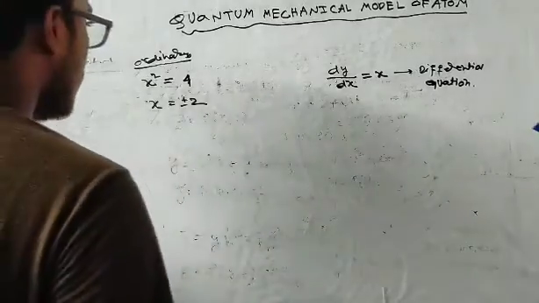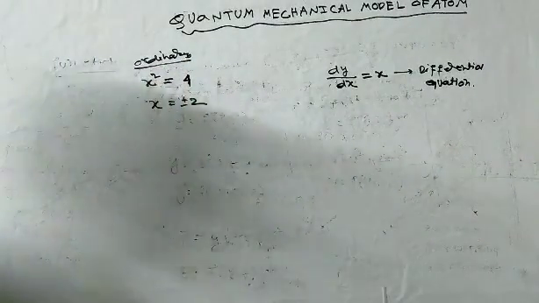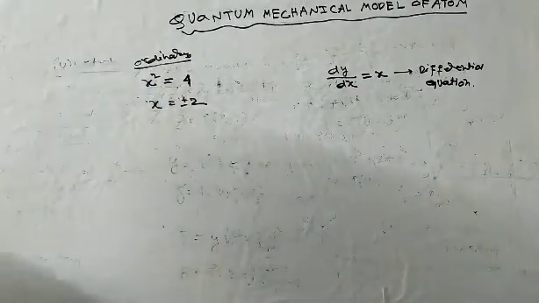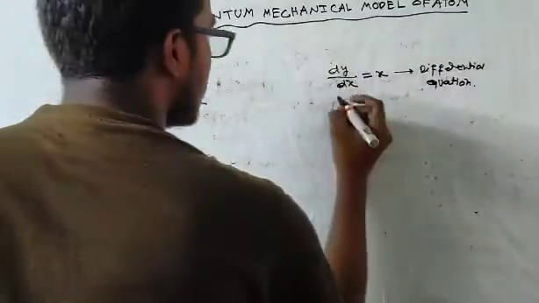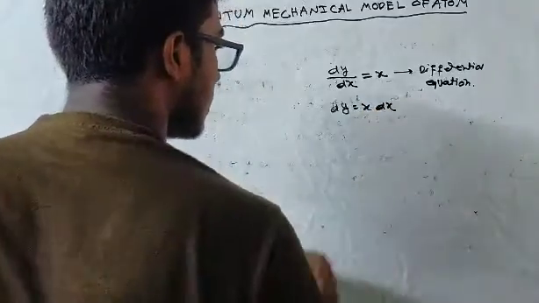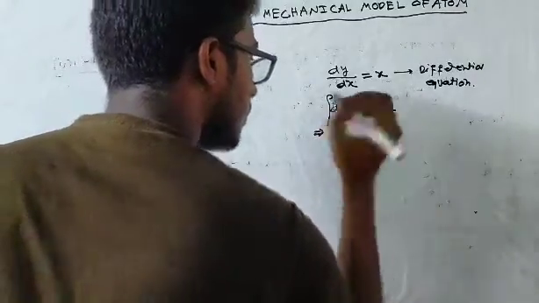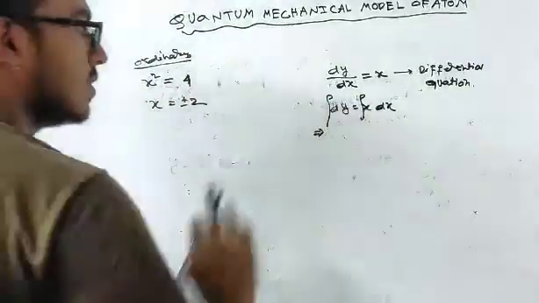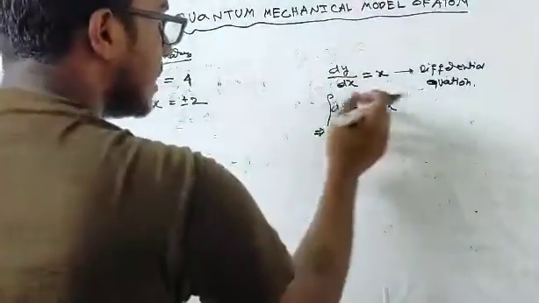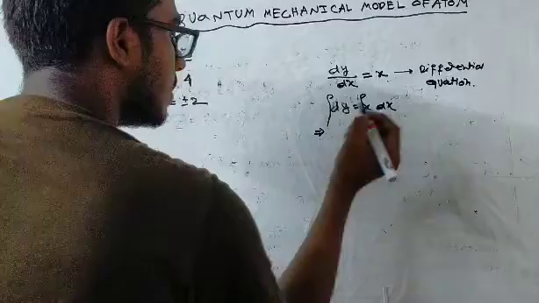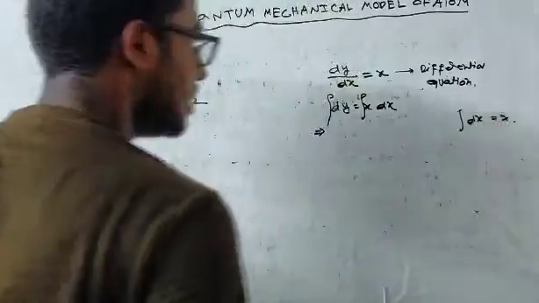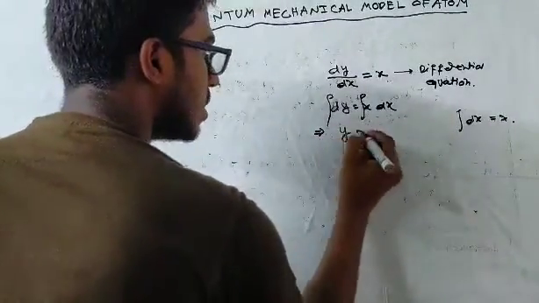Now if I solve the ordinary equation, what am I getting? I am getting the values of x, and in this example the values of x are plus minus 2. Now let's solve the differential equation. I can write dy equals x into dx. Now do integration on both sides. What is the integration of dy? The formula says integration of dx equals x, so integration of dy should be equal to y.